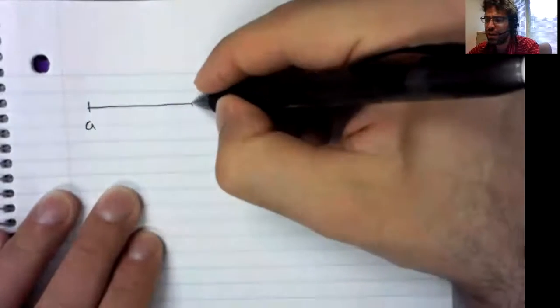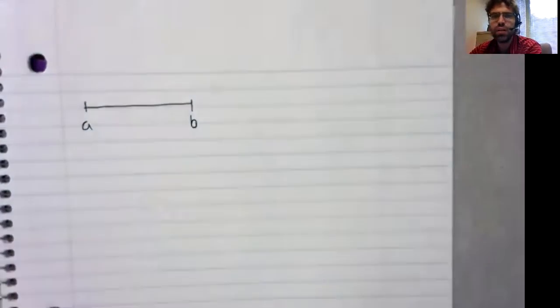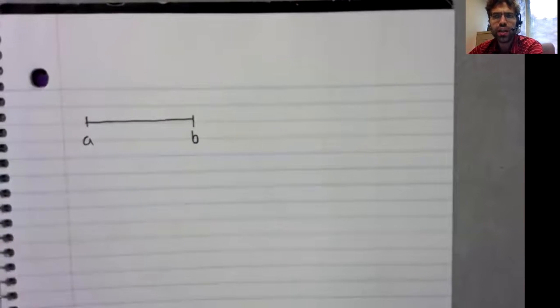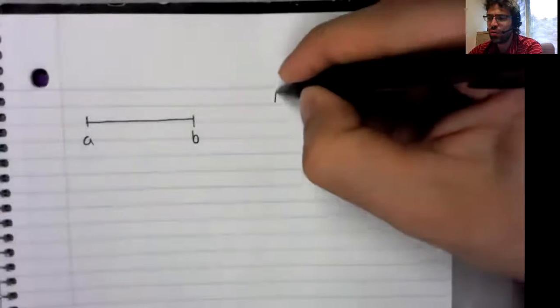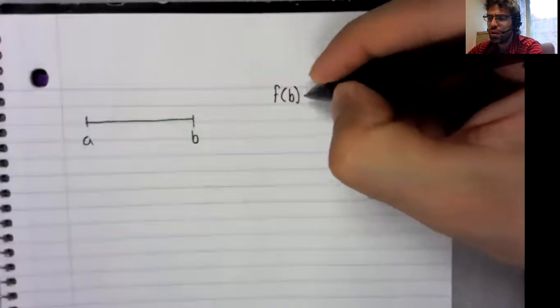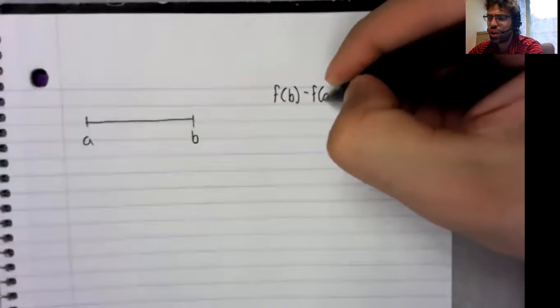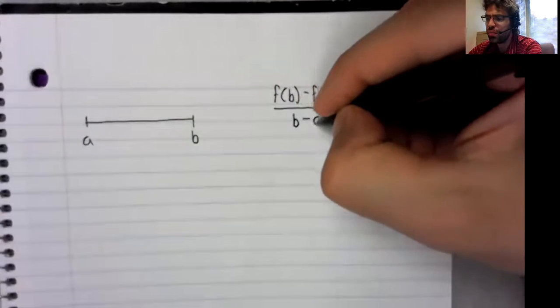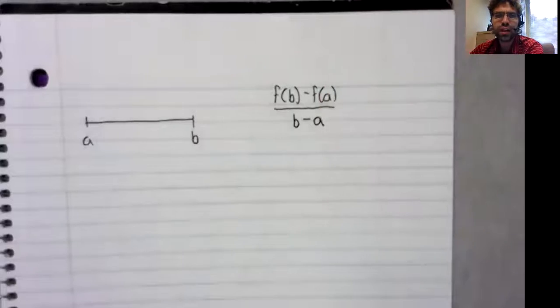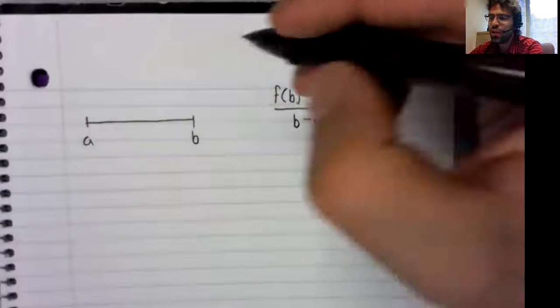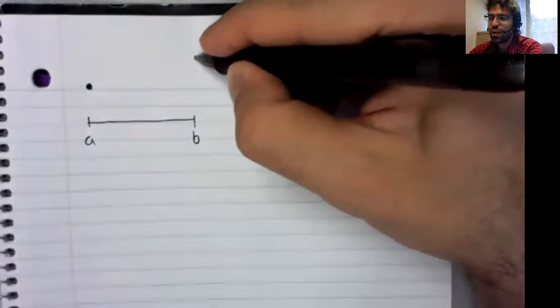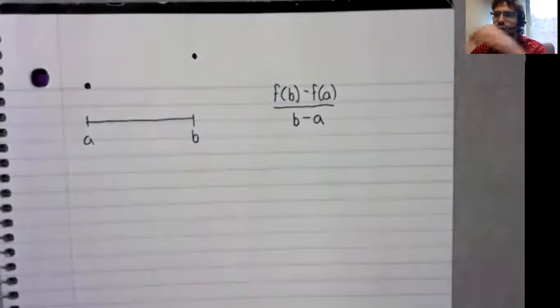What I mean by that is, suppose you have an interval from A to B, and you want to find the average rate of change on that interval. The equation for the average rate of change is that, and this equation only involves this point here and this point here.